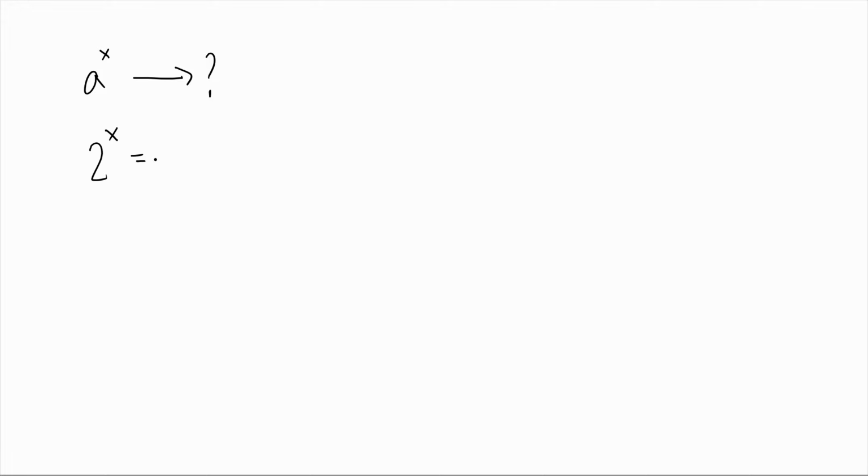We're going to rewrite 2 to the x as e to the natural log of 2 times x, because we can do that, right? e to the x and ln of x are inverse functions of each other. And if you plug ln of 2 into e, they undo what each other do and just output 2. This is the same thing as 2 here. So 2 to the x.